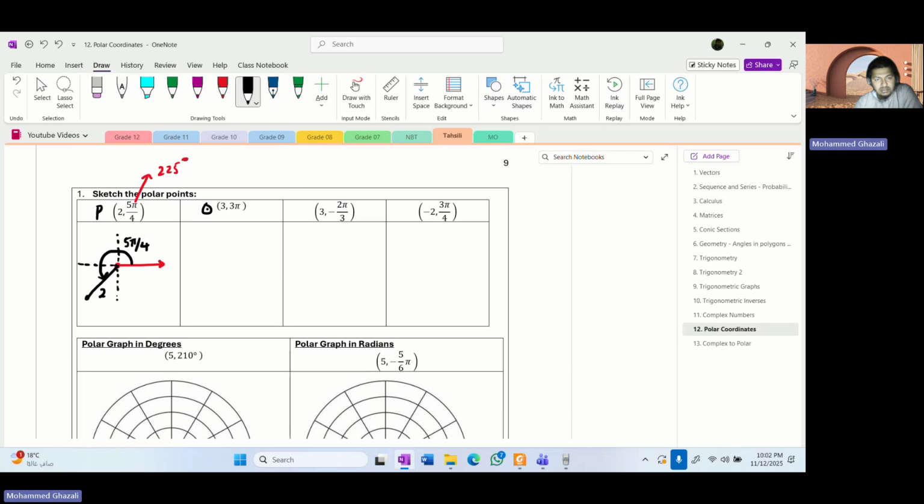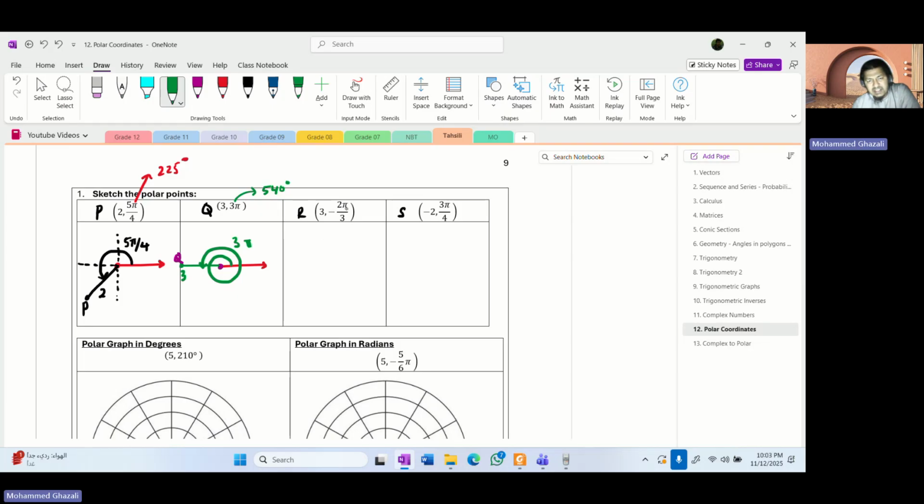Just call it P, Q, R, S. So this is my polar point P, the location. Next one, (3, 3 pi). So there's my polar axis, right? Now, if I want 3 pi, it's just going to be directly across. What is 3 pi? 3 pi is 3 times 180, that's 540 degrees. So the distance from there to there is 3, and for 3 pi you have to draw this line here. So this is the point Q, the location.